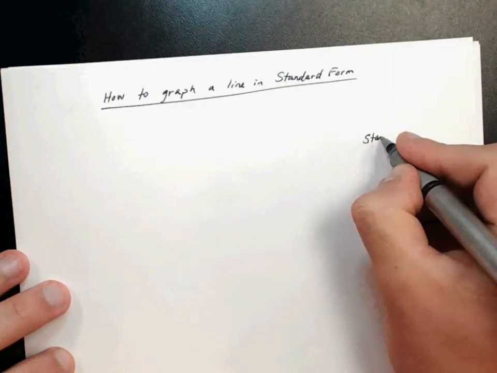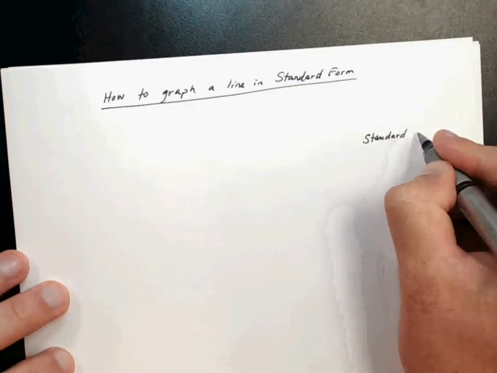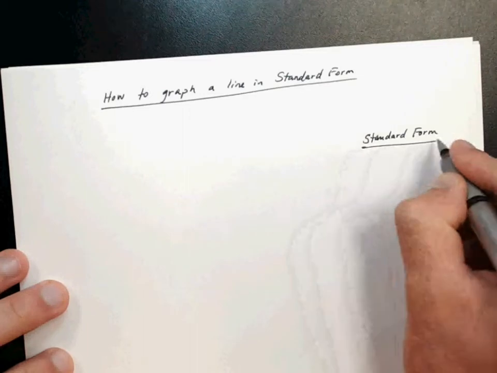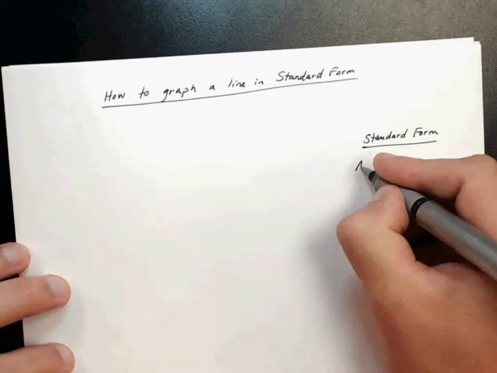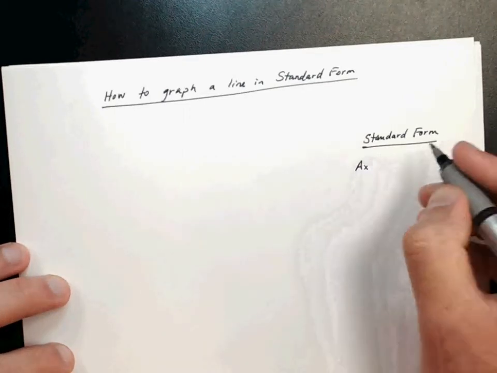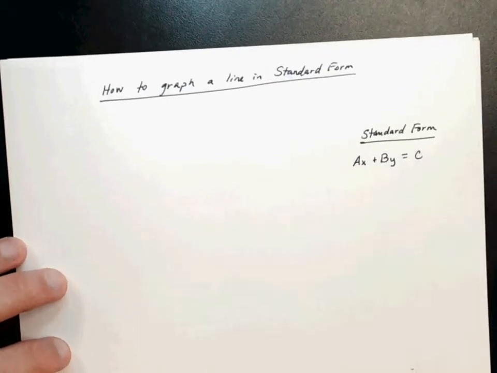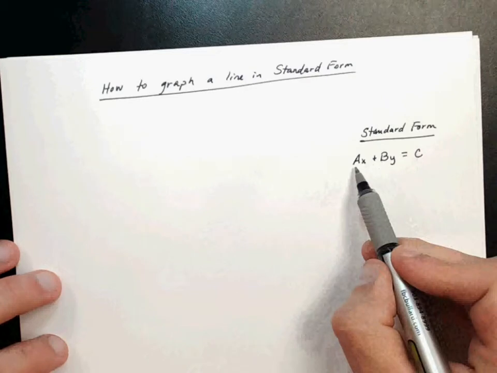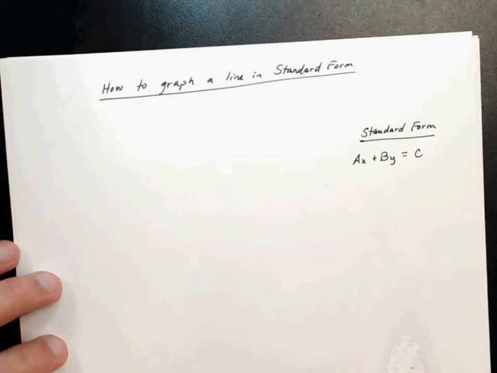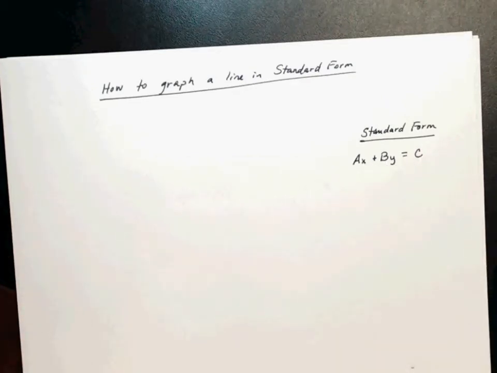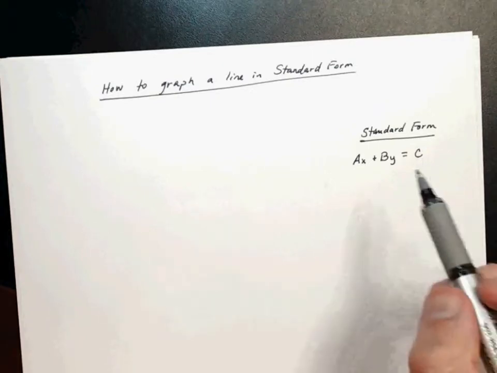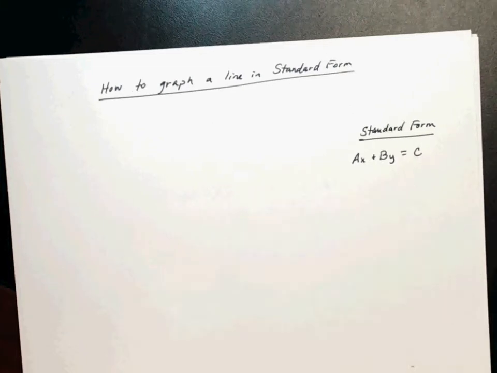In order to learn how we're going to do that, first thing we need to do is review what standard form is. So standard form looks like this. We're going to say A times X plus B times Y equals C. And A, B, and C are just numbers. We call them constants. This should be a little bit of a review, by the way. And then here's your X value and your Y value.